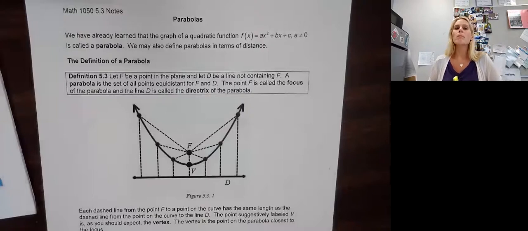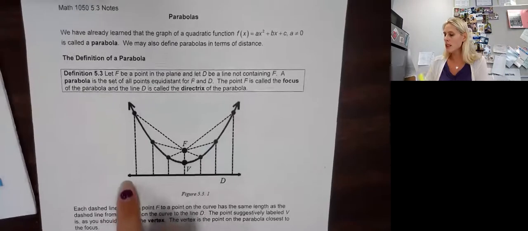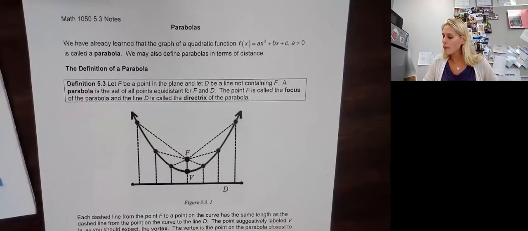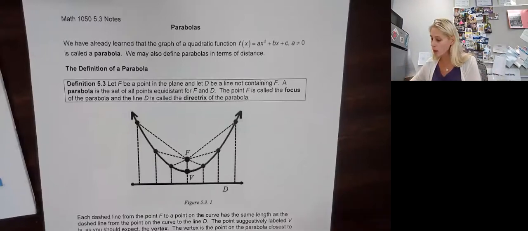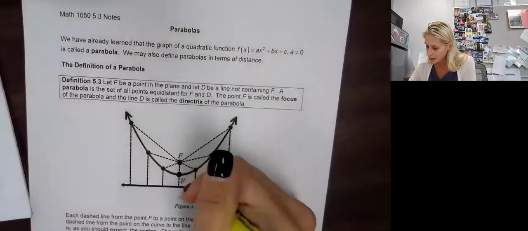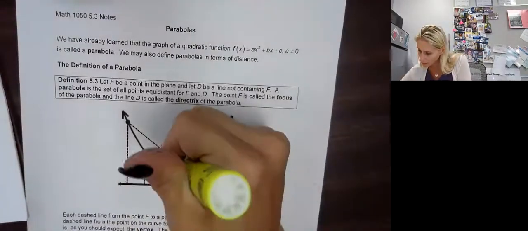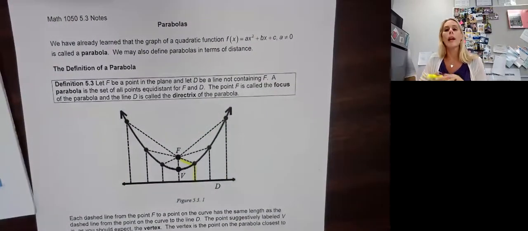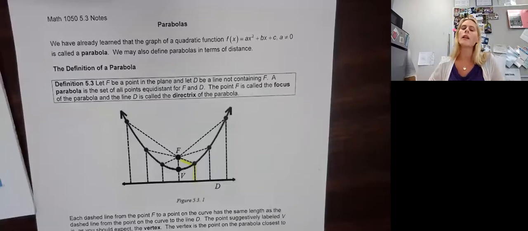Let f be a point in the plane and let d be a line not containing f. So d right here. A parabola is the set of all points equidistant from f and d. Okay, so in other words, this distance right here is the same as that distance. The point f is called the focus of the parabola, and the line d is called the directrix of the parabola. Okay.